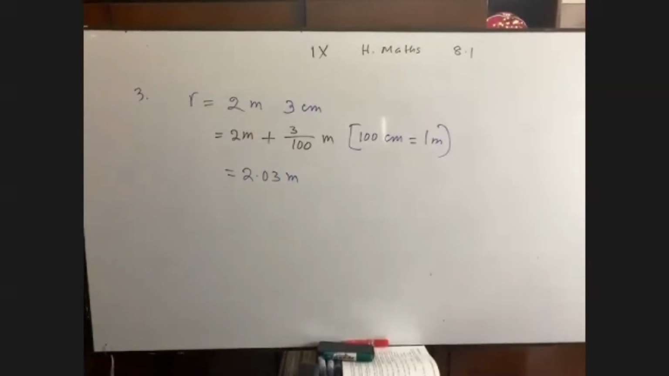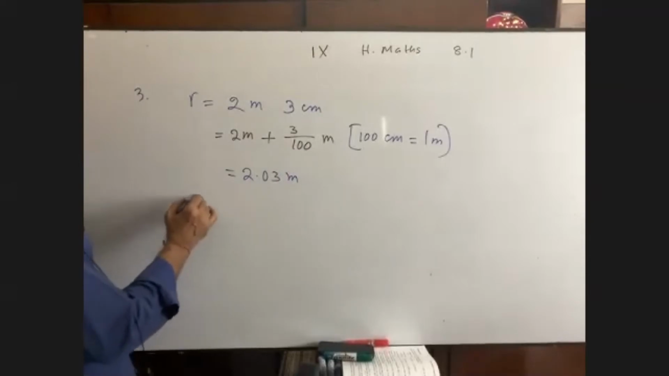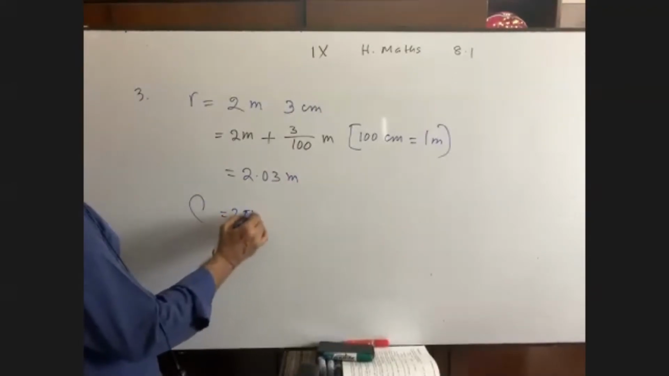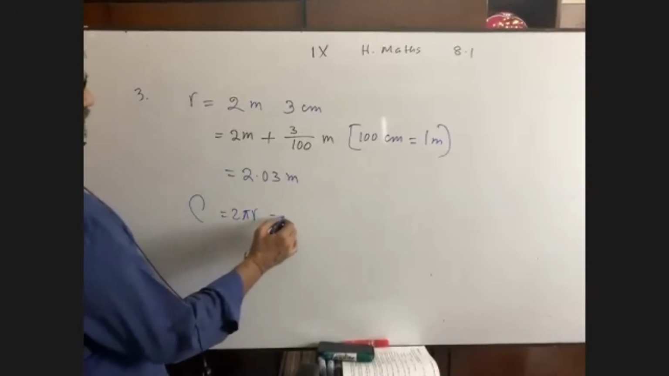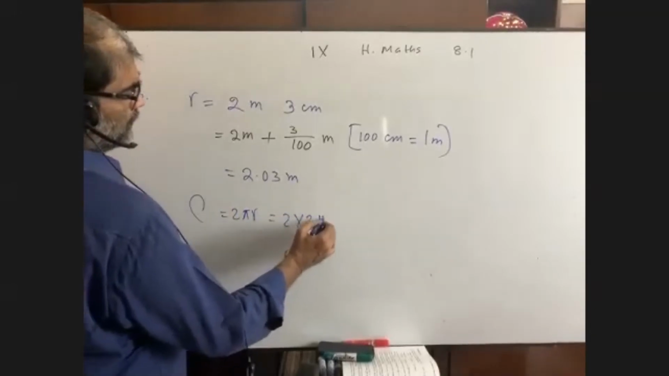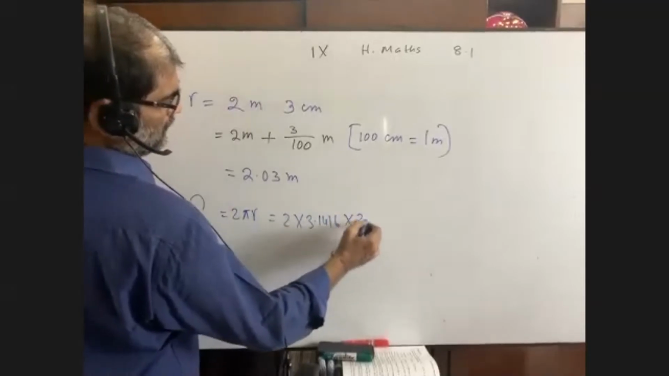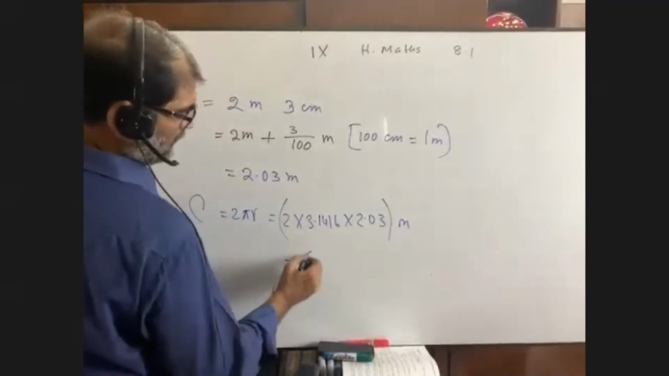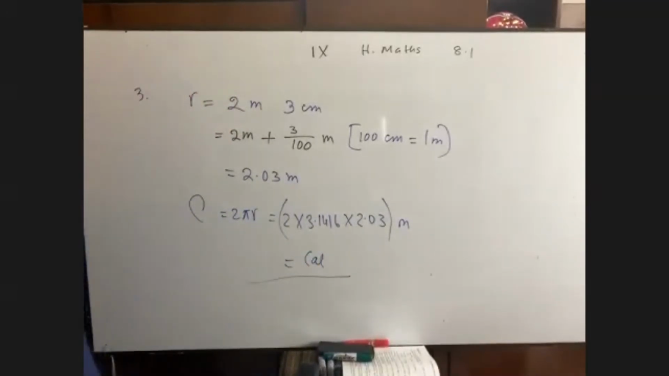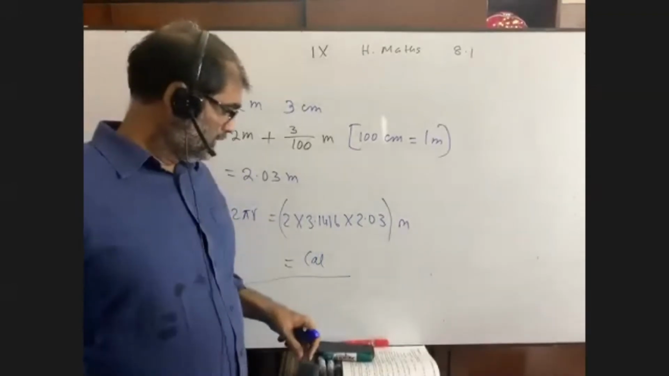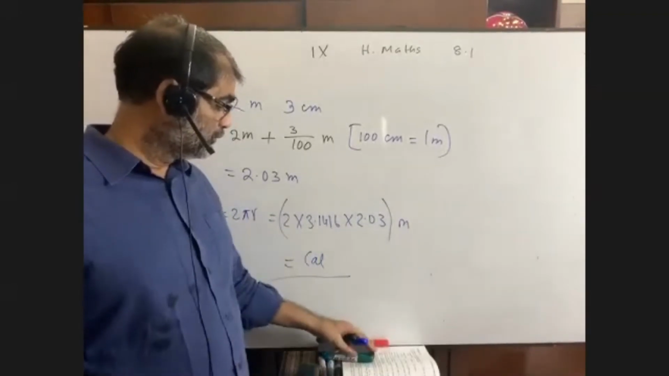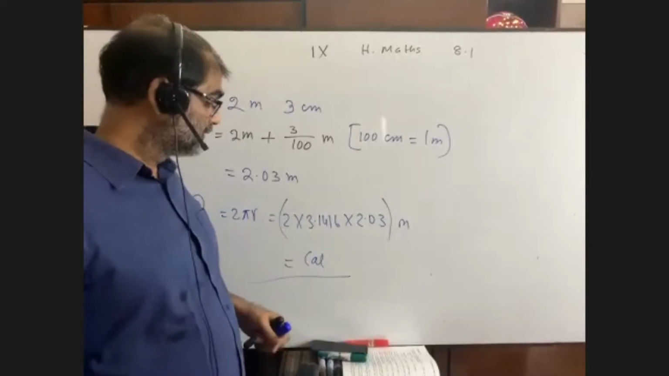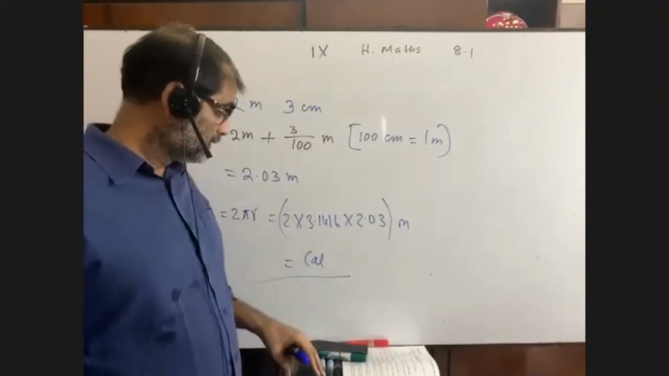So what is your circumference? 2 pi r. Now can you find the value? 2 into 3.1416 into 2.03 meter is equal to, by calculator, 12.754896. Maybe because the calculator is with you, or you are with the calculator.